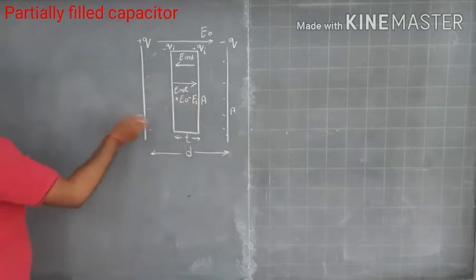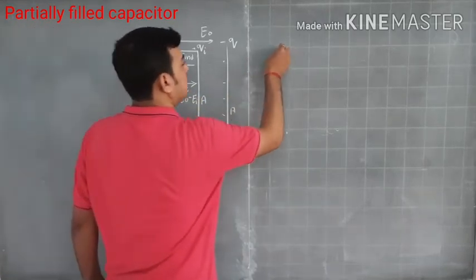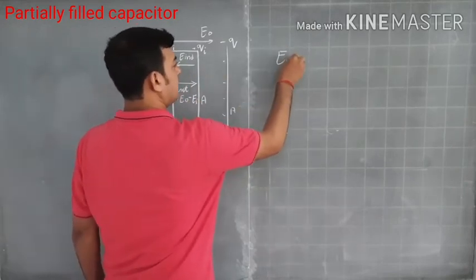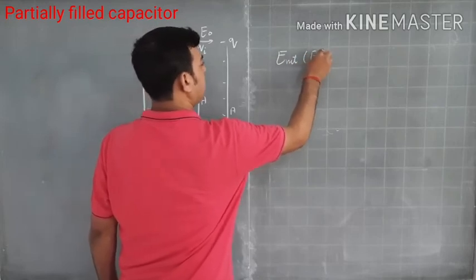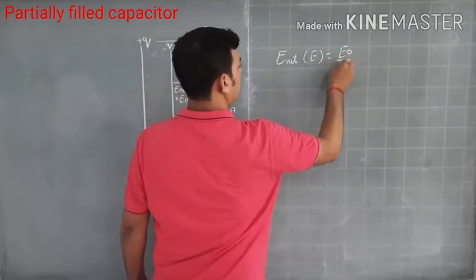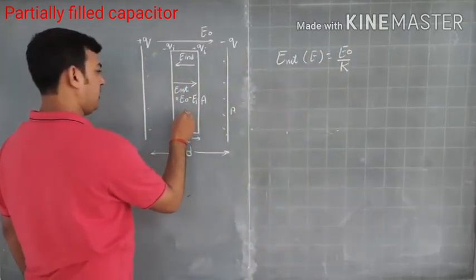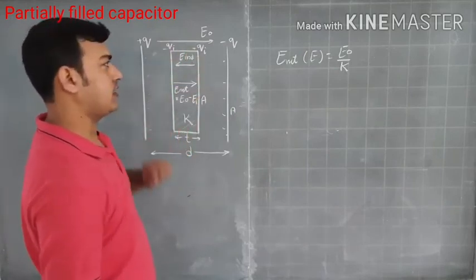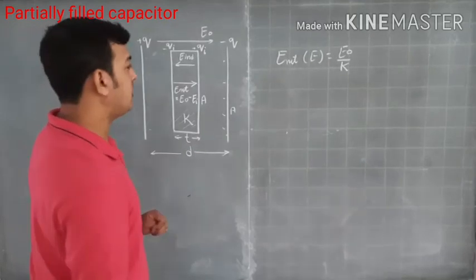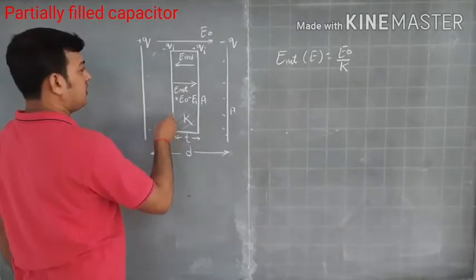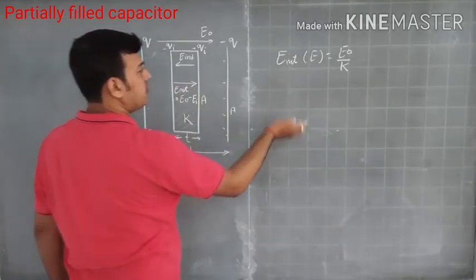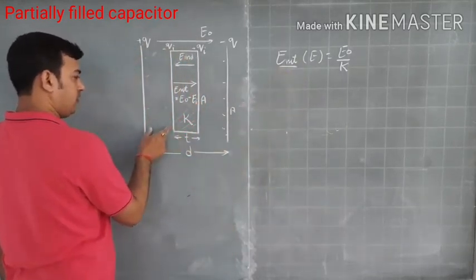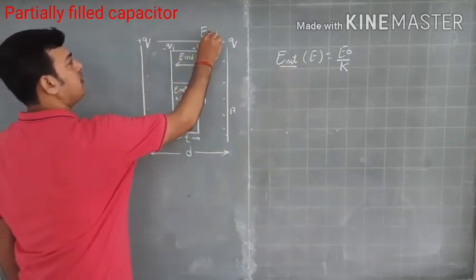And we also know that I can write the net field inside the dielectric, that is E net, or simply E, as E naught by K, where K is the dielectric constant of this dielectric. It is from the previous study. So now inside the dielectric the net field is this, and in a region where there is air, the field will be E naught.